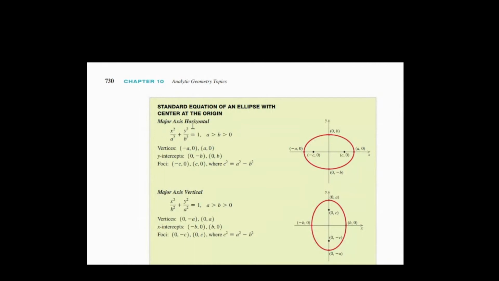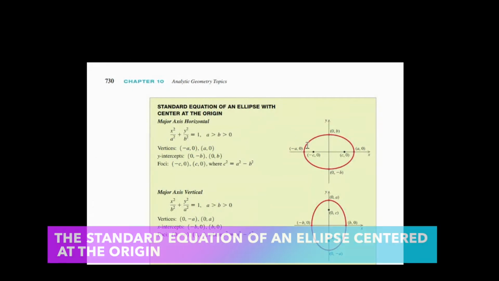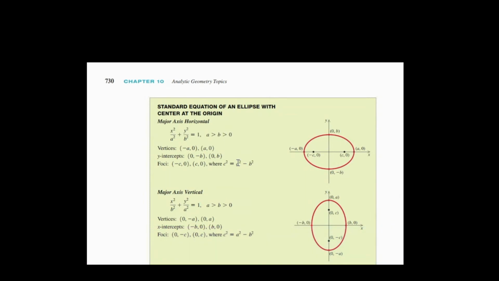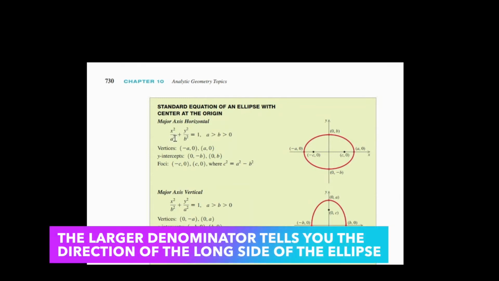Here's the formula for an ellipse, and I want you to notice what this looks like. This is a horizontal ellipse. The major axis is horizontal, the long direction. Contrast that with a vertical ellipse where the major axis goes on the y-axis. If the major axis is horizontal, going left to right, then the x has a bigger denominator.